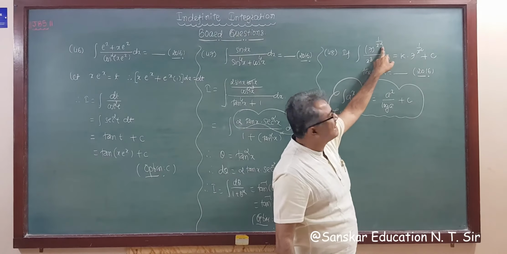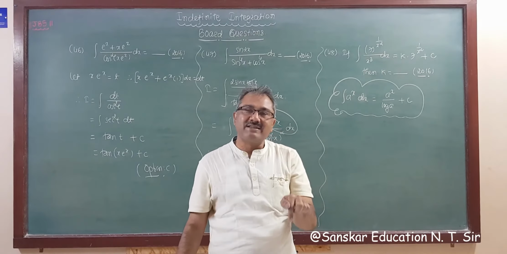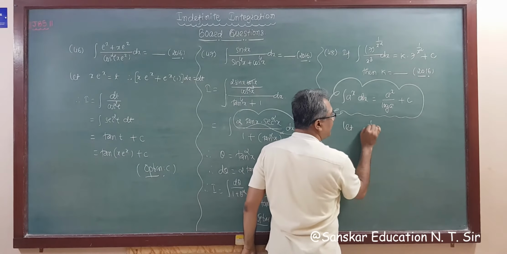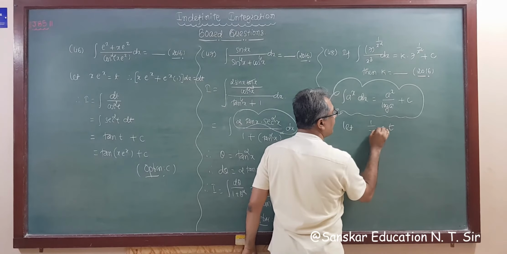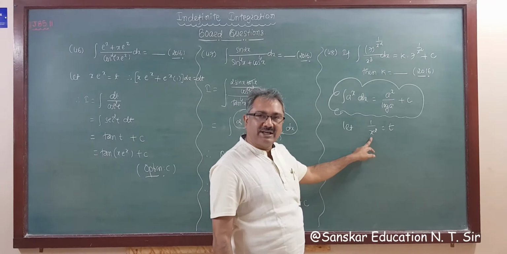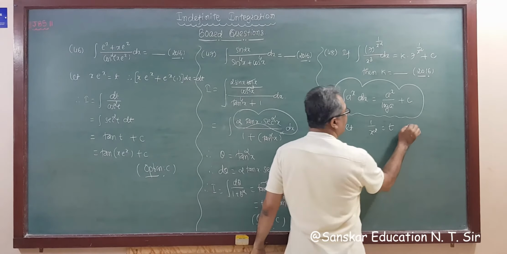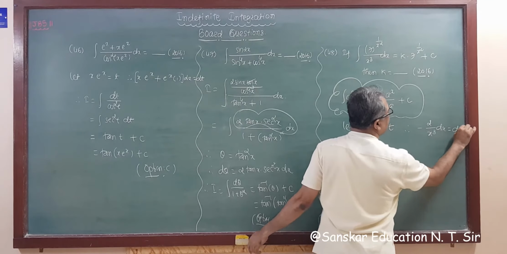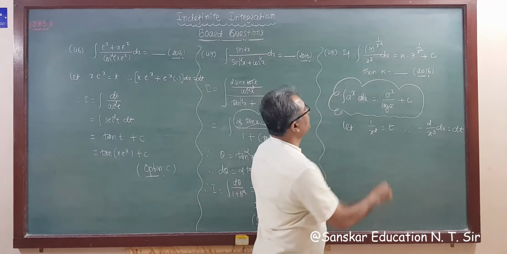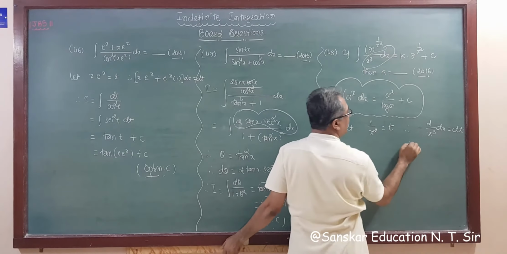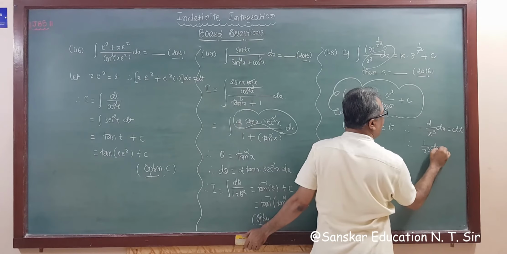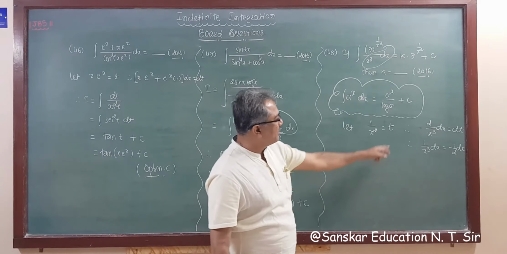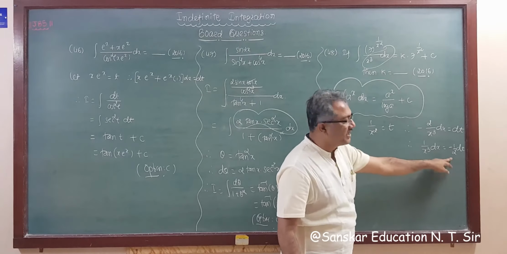This is the formula. But for that, what we require? We require x here. But instead of x, it is given 1 upon x square. That means something new, so we assume. We assume that 1 upon x square is equal to t. Now you know the derivative of 1 upon x square is minus 2 upon x cube, so minus 2 upon x cube dx is dt. But here we have only 1 upon x cube dx, so 1 upon x cube dx is equal to minus 1 upon 2 dt.